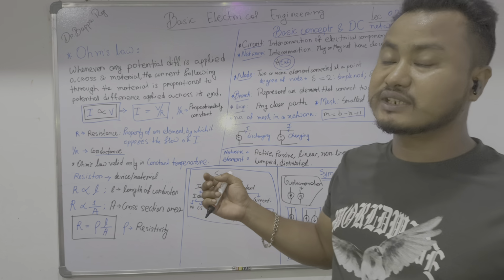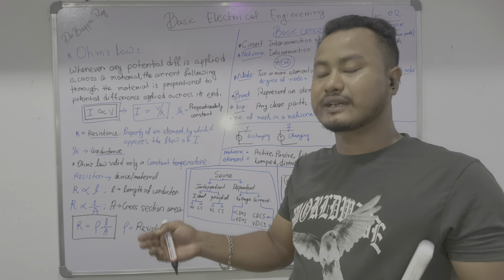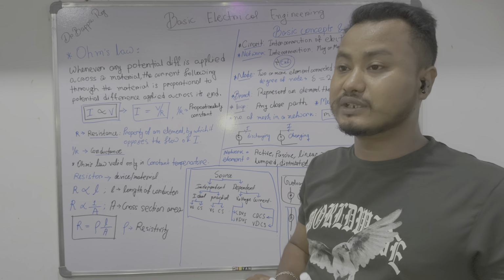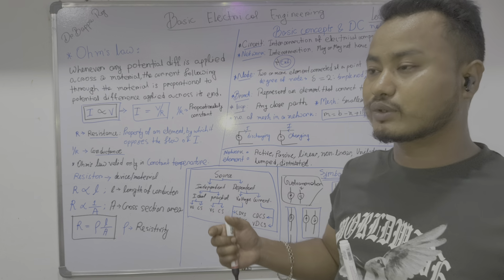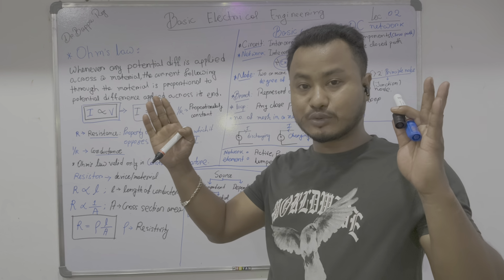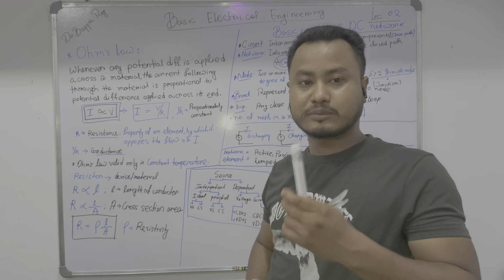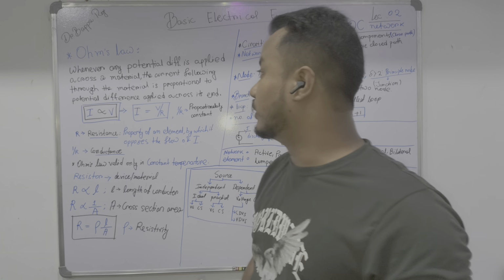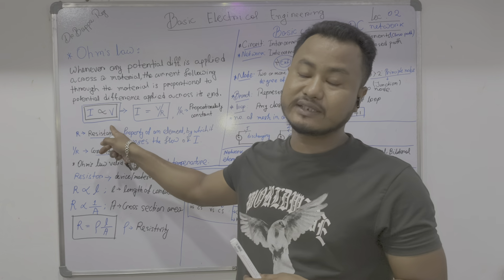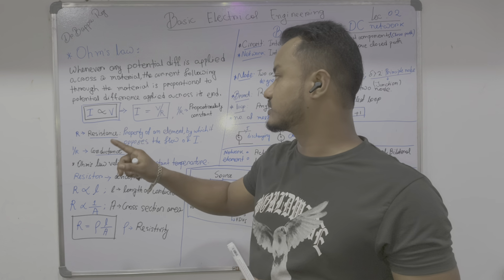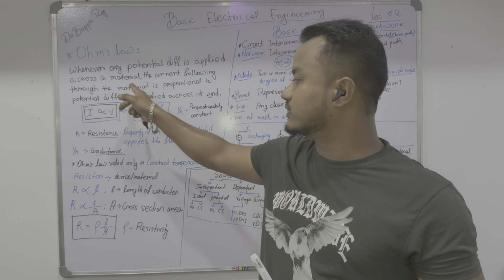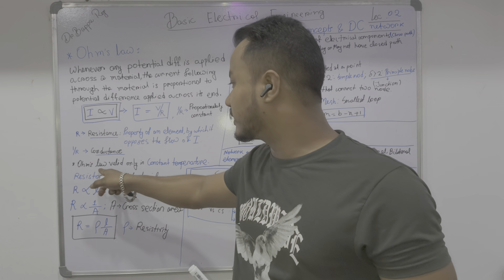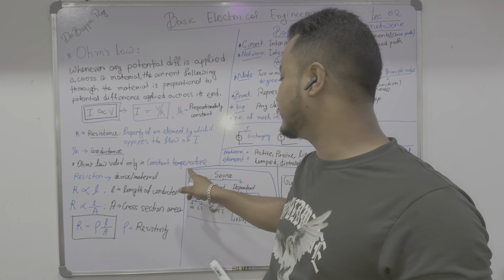It means whenever any potential difference is applied across any material, the current flowing through that material will depend on the potential difference at both ends of that material. In Ohm's law we actually say I is directly proportional to voltage. One more thing: Ohm's law is valid only at constant temperature.